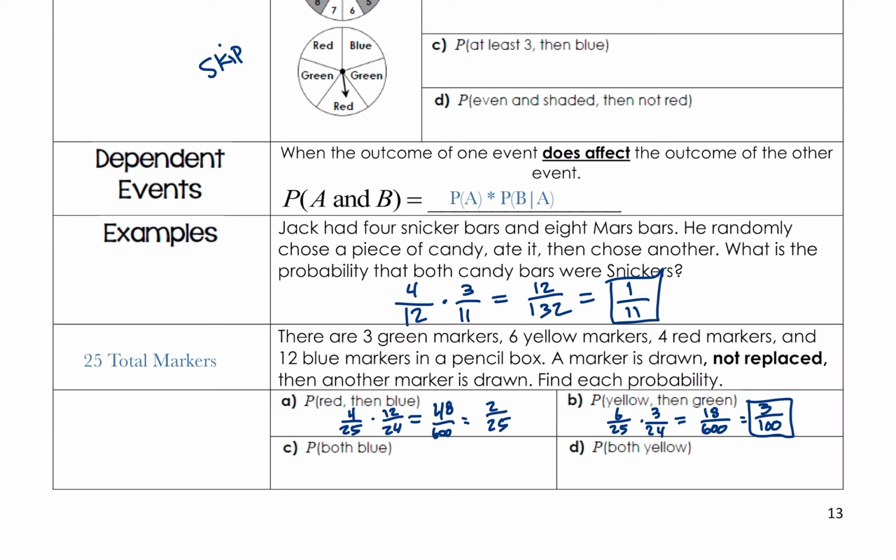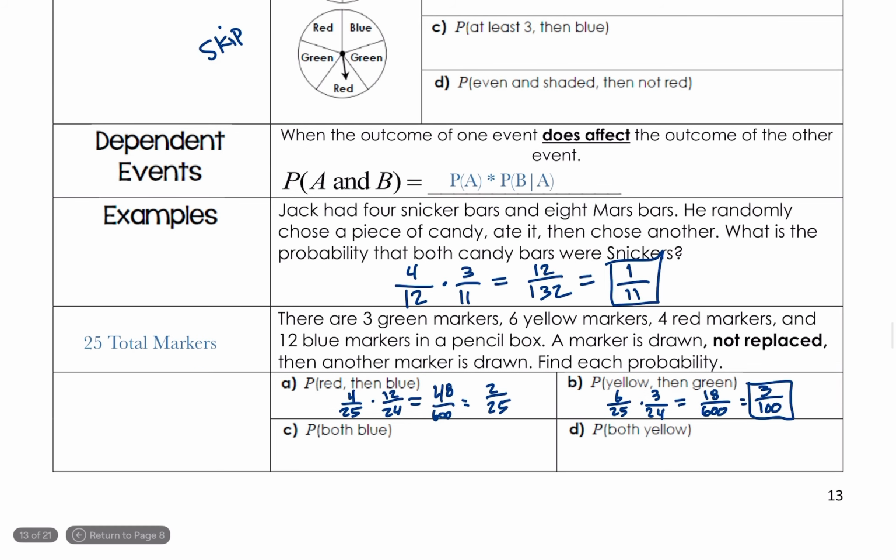Now what's the probability of pulling both blue markers out? I reach in the bag and pull a blue marker out. I've got a 12 out of 25 chance. And then when I pull the second one out, I've already pulled one of my blue markers out, so I now have 11, and I have 24 markers instead of 25. So that multiplied together gives us 132 over 600, which simplifies down to 11 over 50.